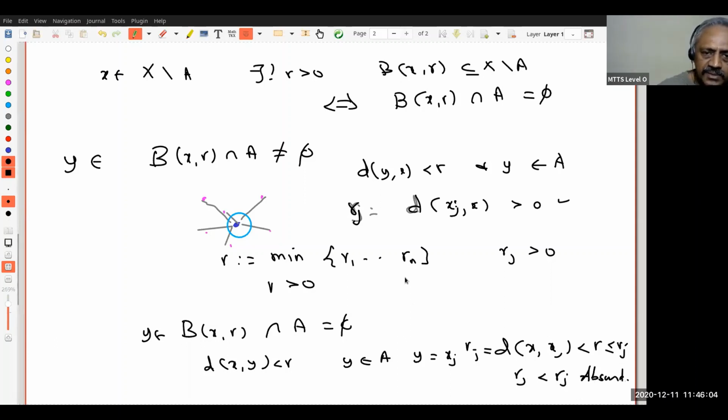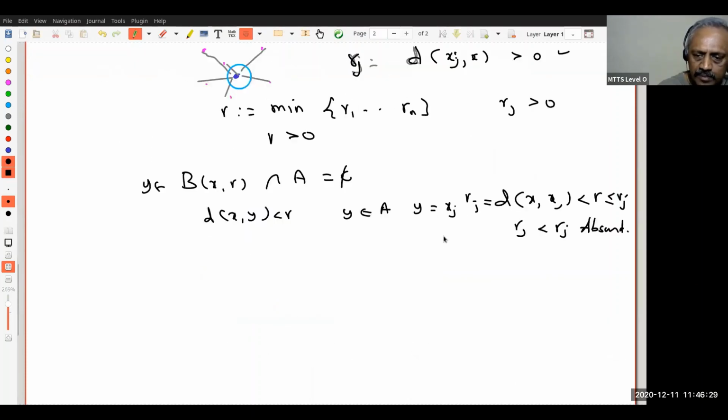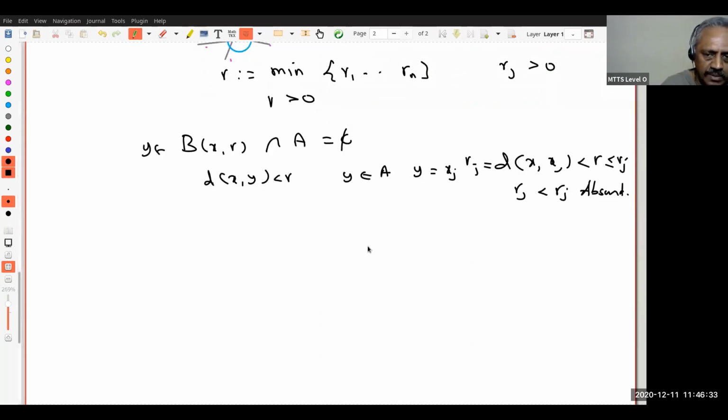So this contradiction shows B(x, r) intersection A is empty. What does that mean? Given any x in the complement of A, where A is a finite set, I have found an open ball B(x, r) which is completely contained in X minus A. It does not intersect A, which is the same as saying it's completely contained in X minus A. That means X minus A is open, because this is true for every x. So pause, review, proceed.